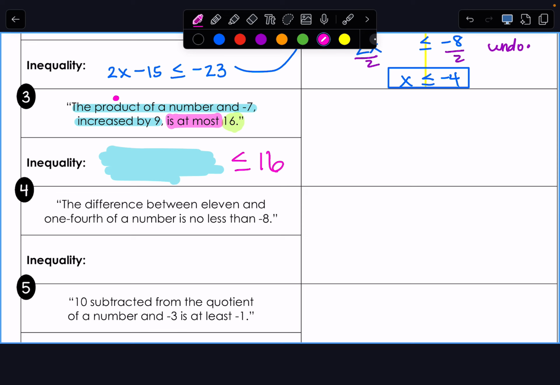The product of a number and negative 7. So we are going to multiply negative 7 and a number. Increased by 9. What operation does that mean? Addition.